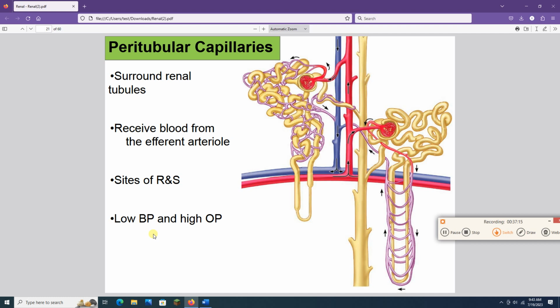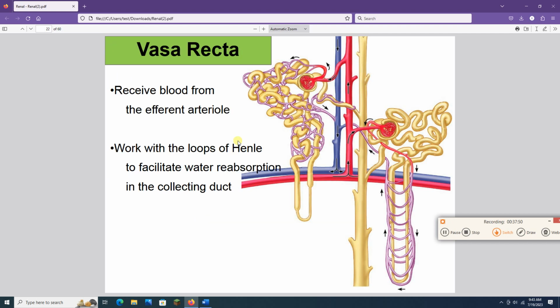By the way, you are filtering, you are making probably over 150 liters of filtrate a day. Obviously, you don't pee 150 liters of pee a day. So you have to reabsorb like 99% of that water. And that water reabsorption is going to be helped by the low blood pressure and high osmotic pressure in your peritubular capillaries.